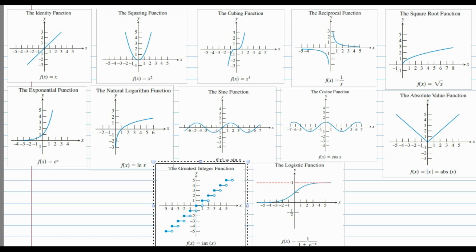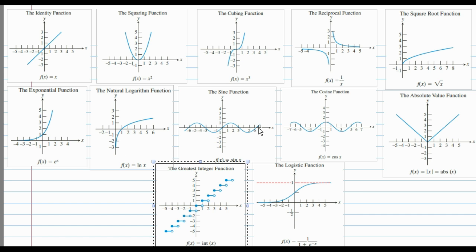Going to my reference chart, let's see, y equals x is going to hit actually both infinities. Y equals x squared is bounded below. Y equals x cubed, or f of x equals x cubed, is unbounded. So is the reciprocal function. The square root function is bounded below, but it will go up to positive infinity. The exponential function is also bounded below, but will go up to positive infinity. The natural log function is unbounded.